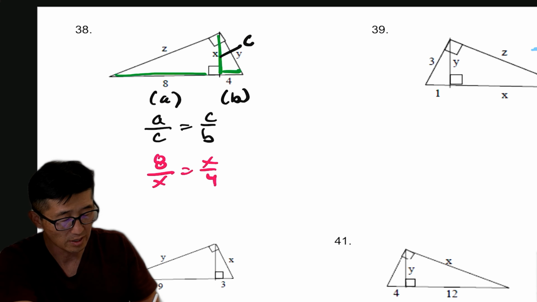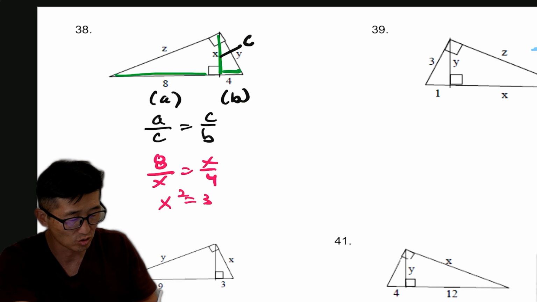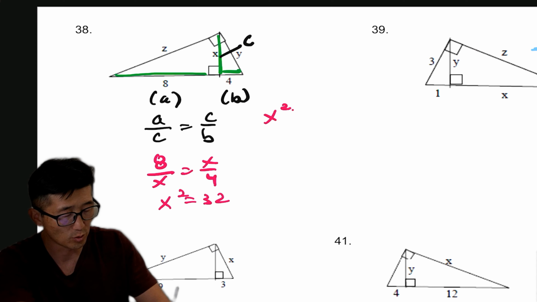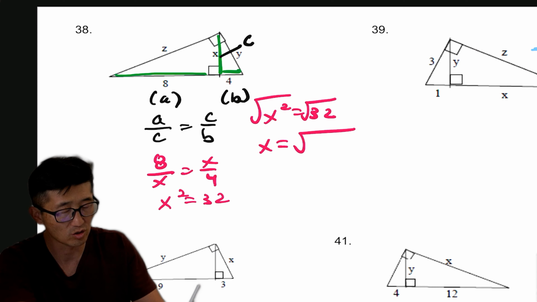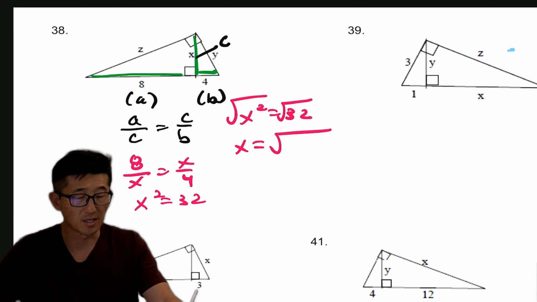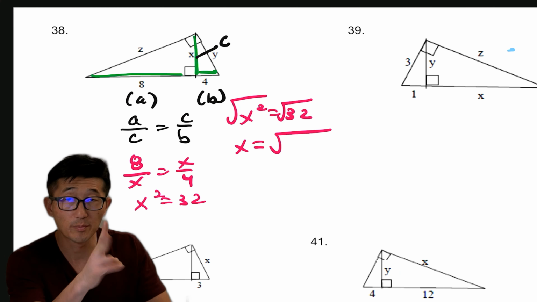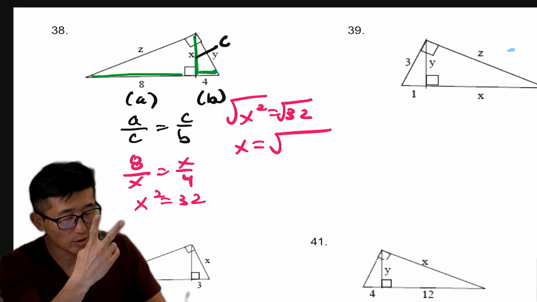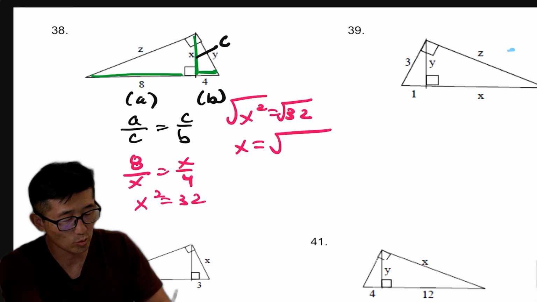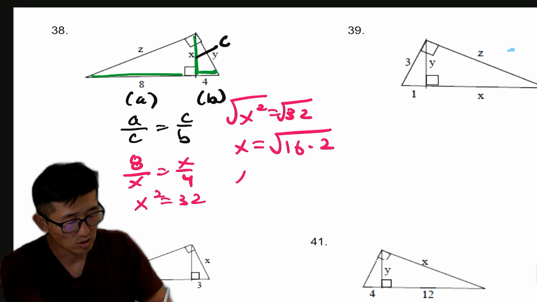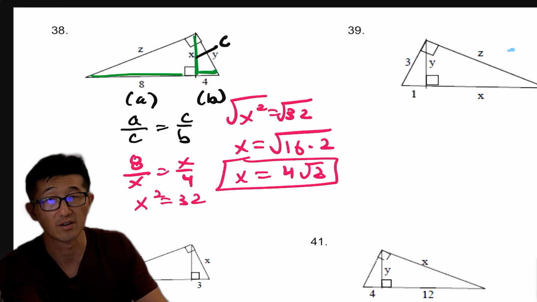Cross multiply. 8 times 4 is 32, so x squared equals 32. And then you square root both sides, and x is equal to the square root of 32, and you can simplify this. You can split it up into two numbers that multiply into 32, where one of them is a perfect square, 16 times 2. So x is equal to 4 radical 2, and that's the answer for the letter x.